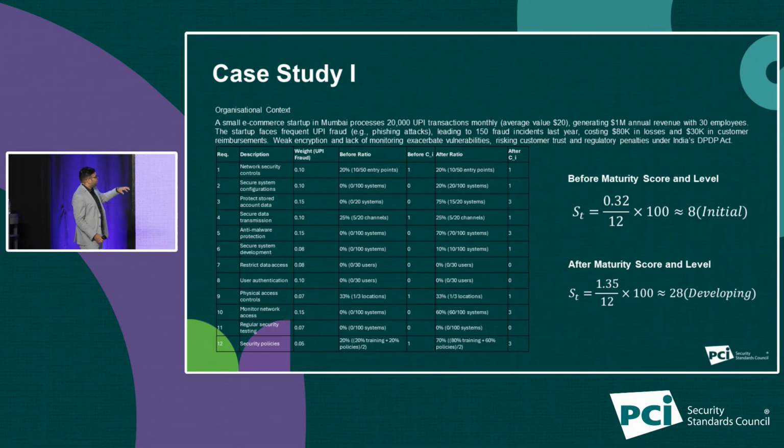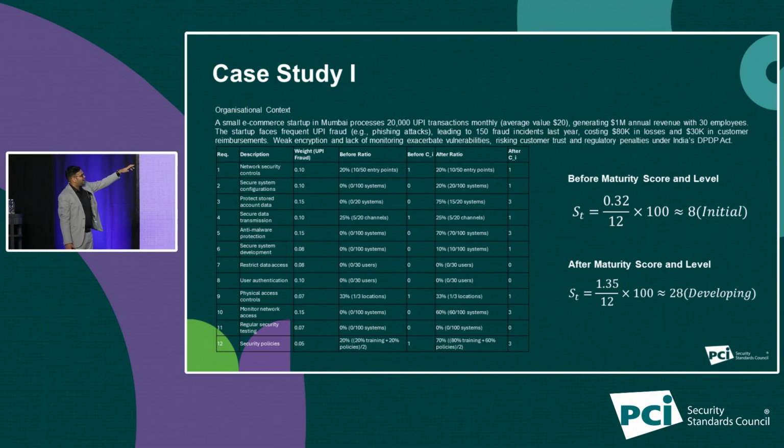Now, let's try to find out what their maturity score was before and after they took some steps. You can see the weights have been kept the same for before and after. But before, for network security controls, they were at level 1. Even after, they were at level 1 itself, because they could not do a lot. It's a startup, so it's not able to do things at that scale. Secure system configurations, previously they were at level 0. Right now, they're at level 1. So small improvements can take the maturity to the next level.